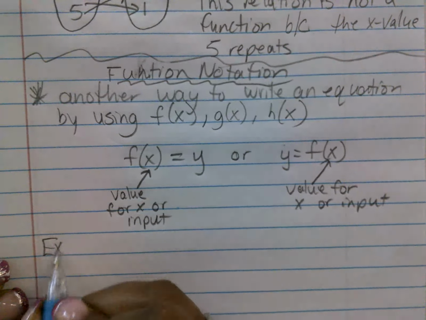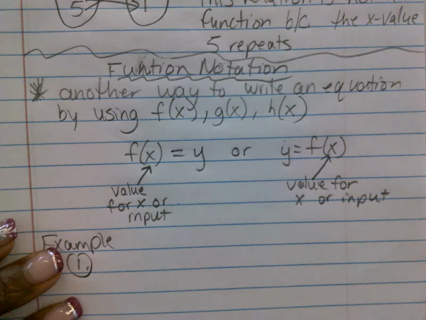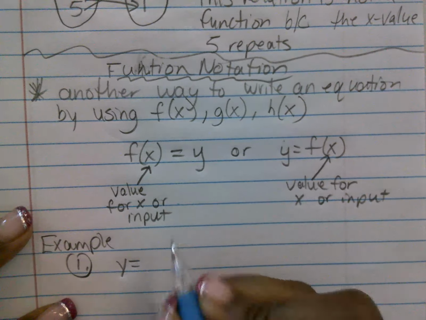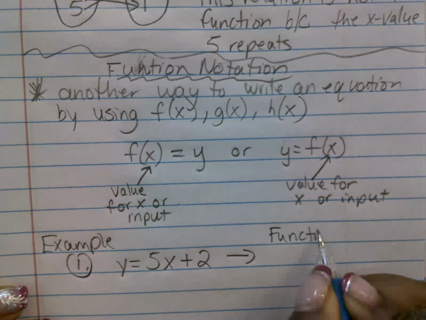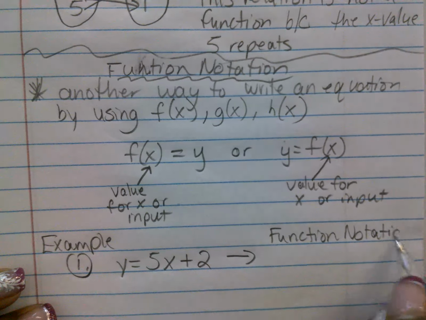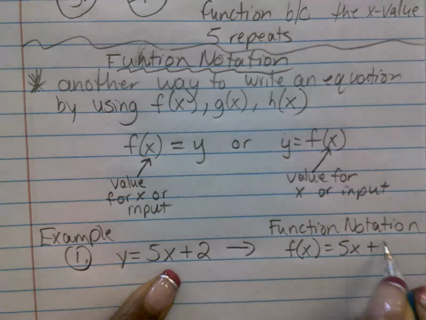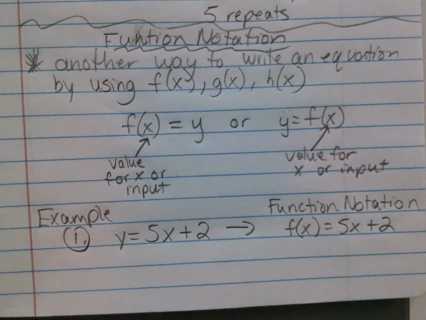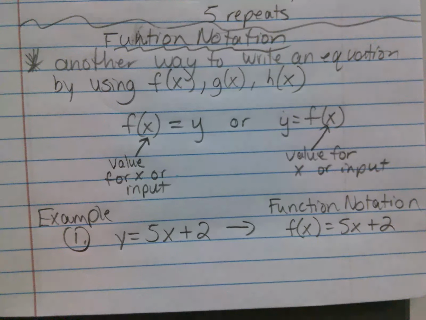Let's do an example, okay? Function notation. To write this equation in function notation, let's write the equation y is equal to 5x plus 2. I'm going to write it in function notation. That means I'm going to replace my y with f of x or h of x. So here, instead of putting y, I'm going to put f of x is equal to 5x plus 2. You do not always have to use x either. It could be another variable in the place of x. It's still going to be considered as the input, all right? I would refrain from using y because that's usually the letter that we use for output.